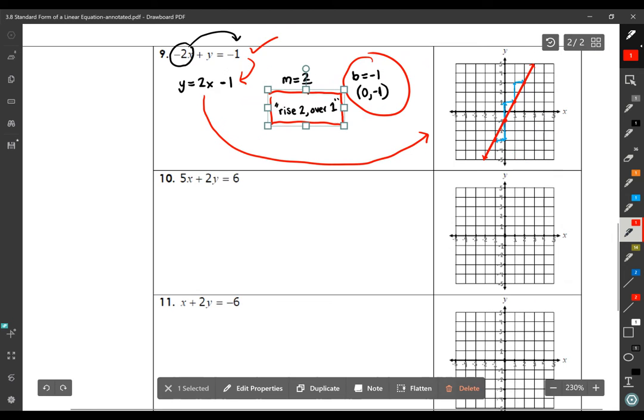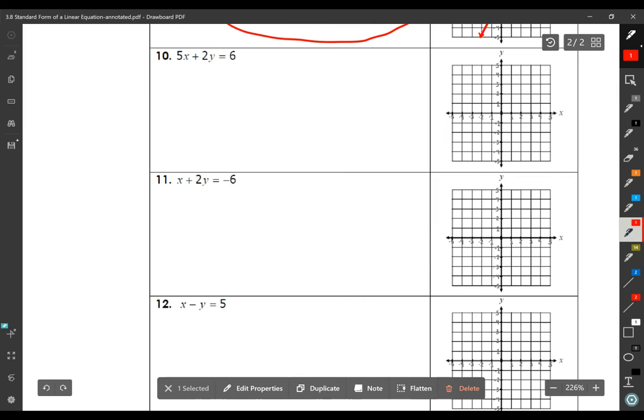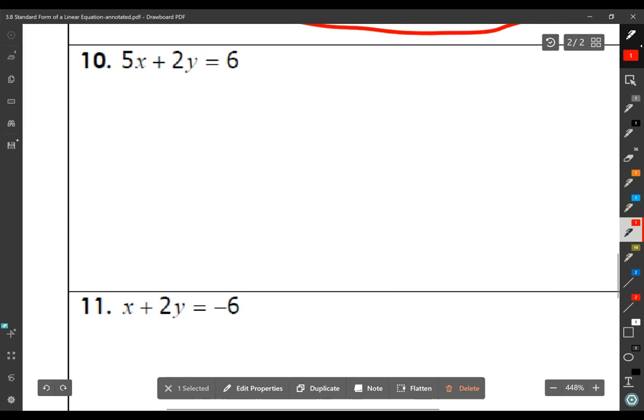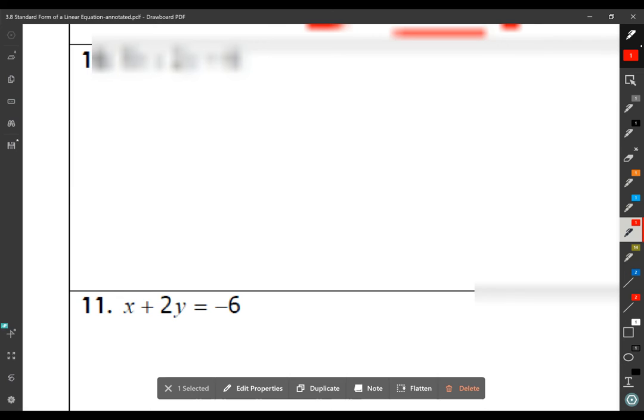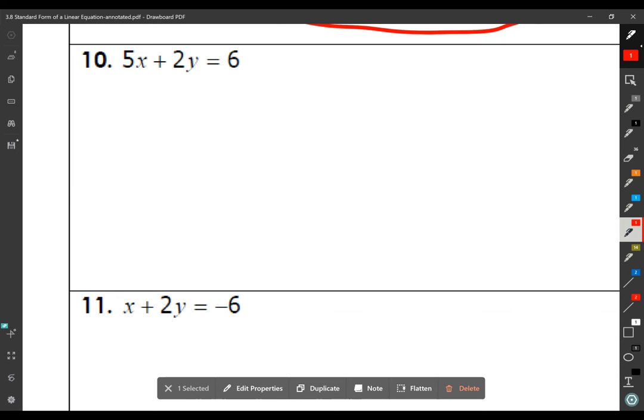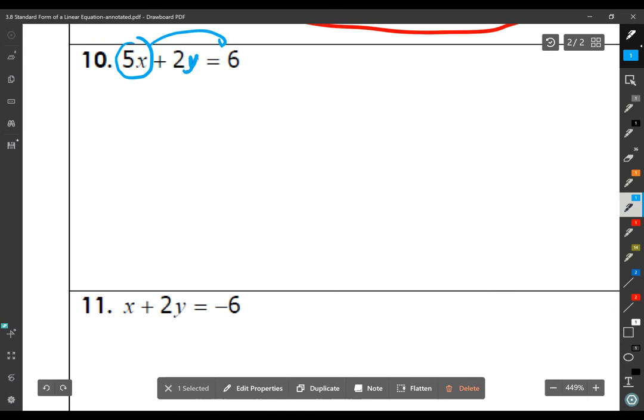Okay, let's do it one more time. Why not? Okay, so question 10. 5x plus 2y is equal to 6. Okay, so let's isolate for y. So step 1 is move the 5x to the other side. Okay, that leaves us with 2y is equal to negative 5x plus 6.